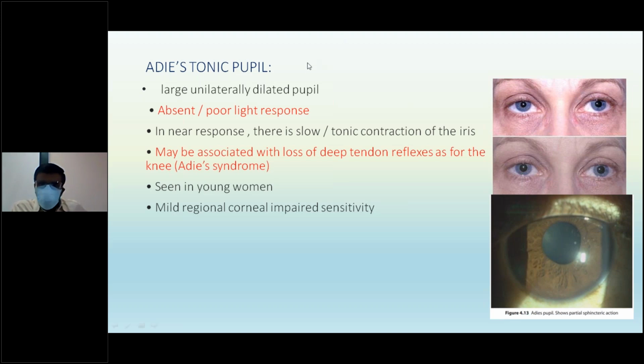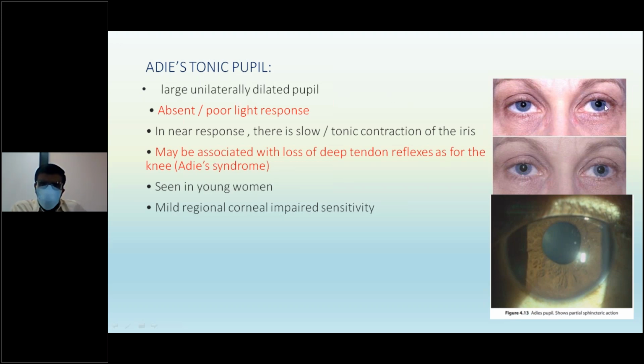Holmes-Adie pupil: large unilaterally dilated pupil. You can see which eye has the large unilaterally dilated pupil. Left eye, you can see here. Large unilaterally dilated pupil. Absent or poor light response. In near response, there is slow or tonic constriction of the iris, may be associated with loss of deep tendon reflexes of the knee. Seen in young women, mild regional, there is impaired sensitivity of the cornea. That is the feature of Holmes-Adie pupil.